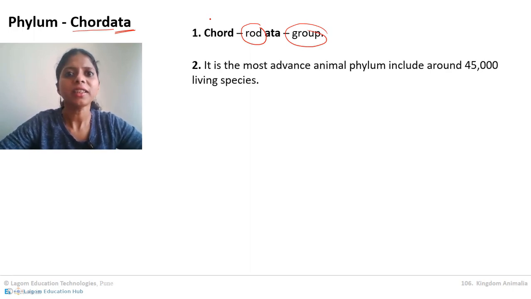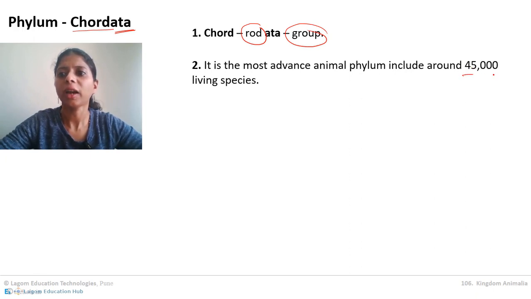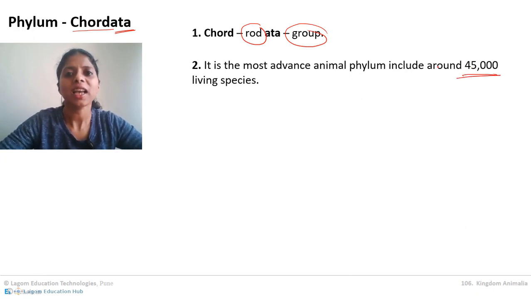Now, a large number of animals are included in Chordata, around 45,000 different species. Humans are also included in Chordata, then birds are also included, reptiles are also included, amphibians are also included. So many animals in our day-to-day life are included in Chordata.